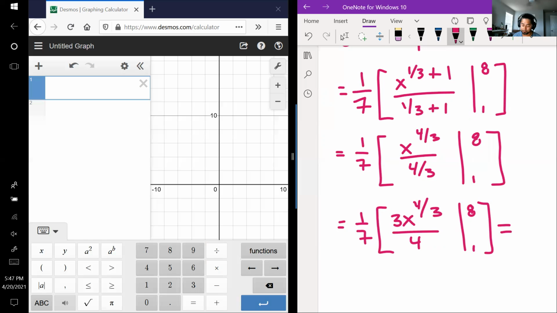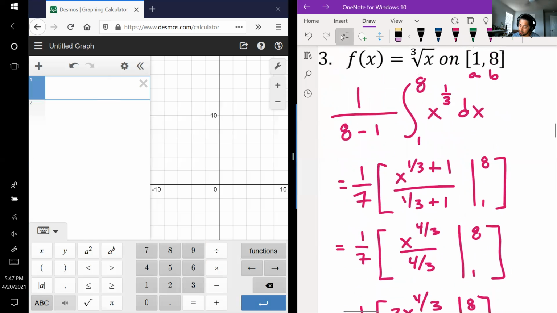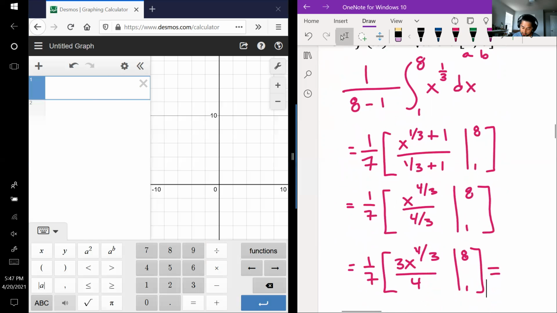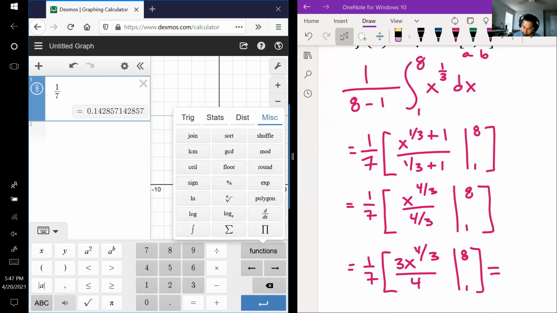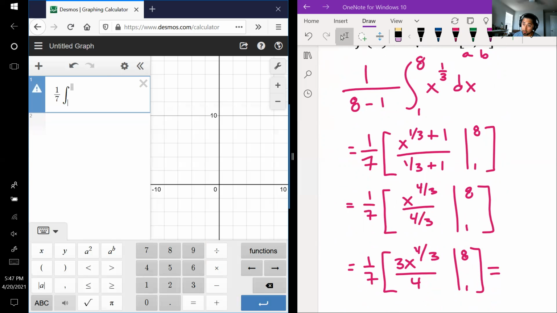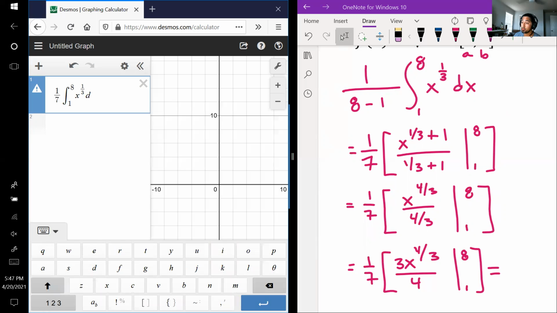Hey, Desmos time. There we go. So I'm going to go back up to the top, and that's what I'll type in. I'll say 1 over 7 times the integral from 1 to 8 of x to the 1/3. And then, of course, with respect to x. And there we go. We'll do the 2 decimal places. I get 1.61.